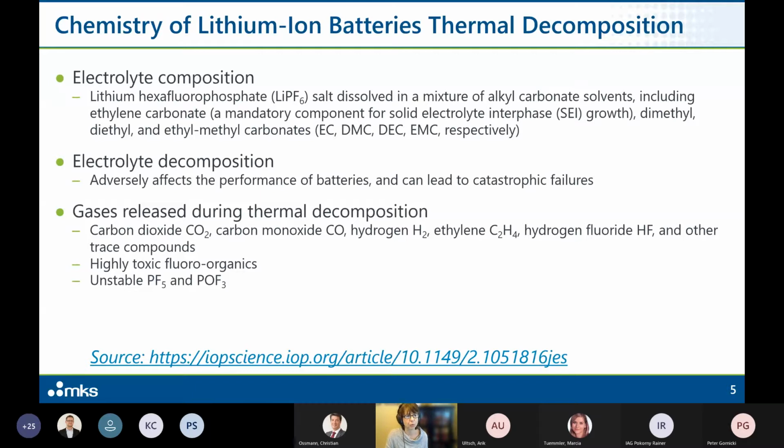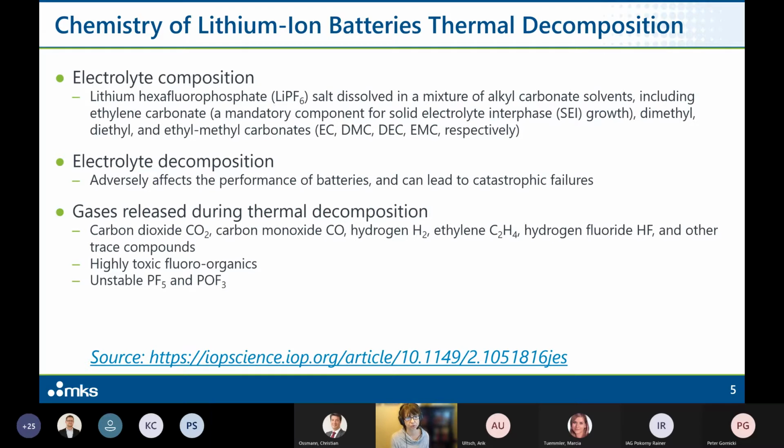And when that electrolyte is decomposing, obviously it will adversely affect the performance of the battery, and it can lead to catastrophic failures. The gases released during thermal decomposition are gases that we're all very familiar with, like CO2, CO, and hydrogen, which we cannot measure, but this is also released. Ethylene and HF, or trace compounds, can be present as well.